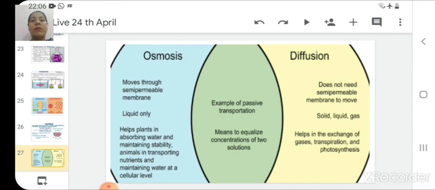In osmosis the movement takes place through a semi-permeable membrane, whereas diffusion does not require any semi-permeable membrane. Osmosis takes place in liquids only, whereas diffusion takes place in solids, liquids and gases, all three forms. Osmosis helps plants in absorbing water and maintaining stability, and helps animals in transporting nutrients and maintaining water at the cellular level. Whereas diffusion helps in the exchange of gases, transpiration and photosynthesis.